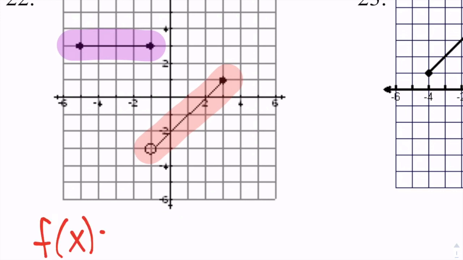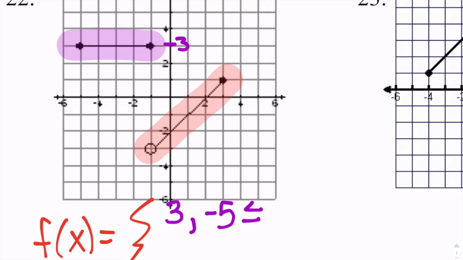So f of x equals, and then if we look at the purple, that's up right here at y is 3, and it's a constant function, so our function for that is just 3. And then our domain is going from -5, and it's including, so it's -5 is less than or equal to x, which is then less than or equal to -1, because we're going from x is -5 here to x is -1 there, with closed circles on each end.